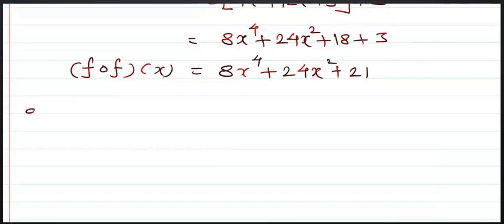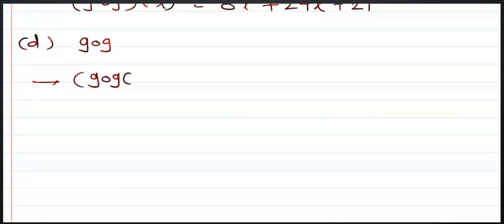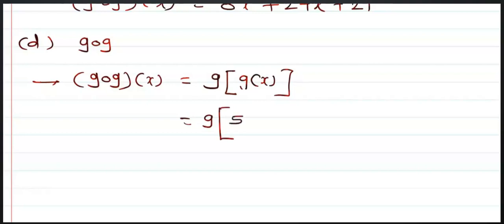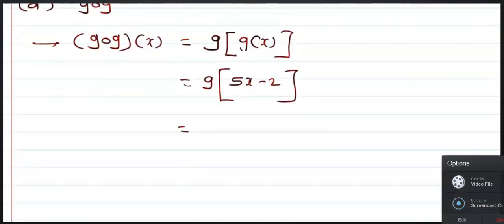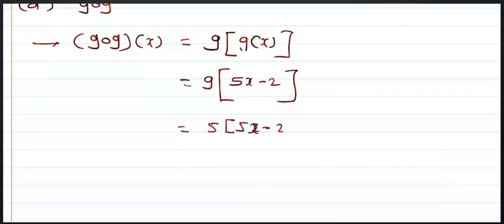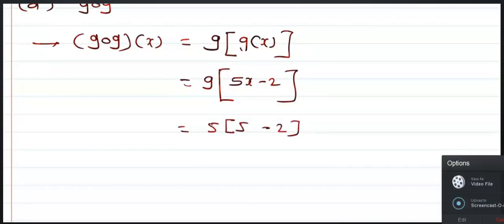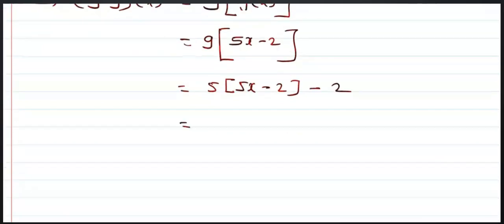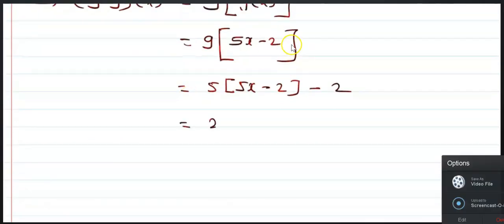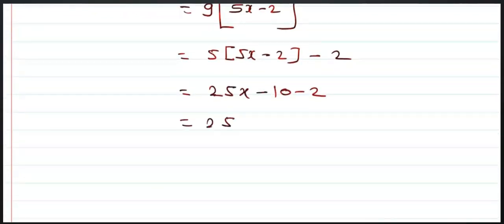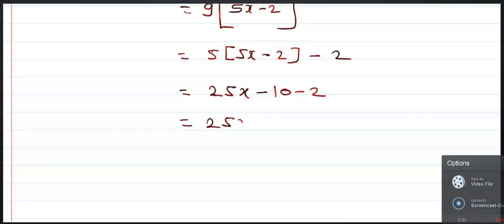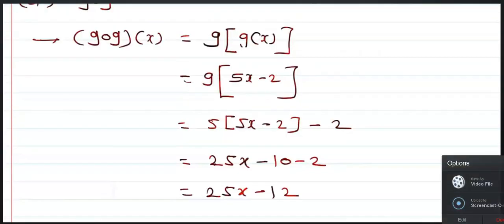Now next is GOG. That is GOG of x is equal to g of g of x. G of x is 5x minus 2. That is 5 in bracket 5x minus 2 bracket minus 2. This is our g of x. Whatever the quantity here, it's multiplied by 5 minus 2. And now the simplification. That's 25x minus 10 minus 2. That's 25x minus 12.